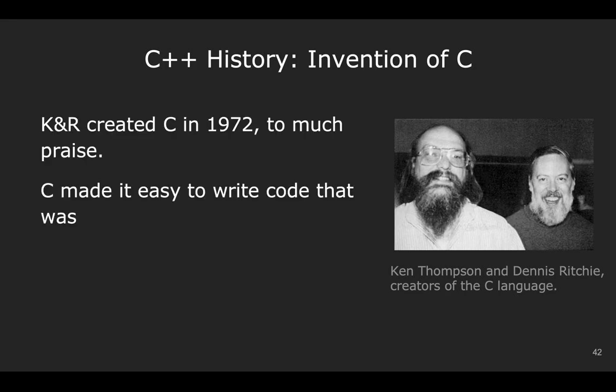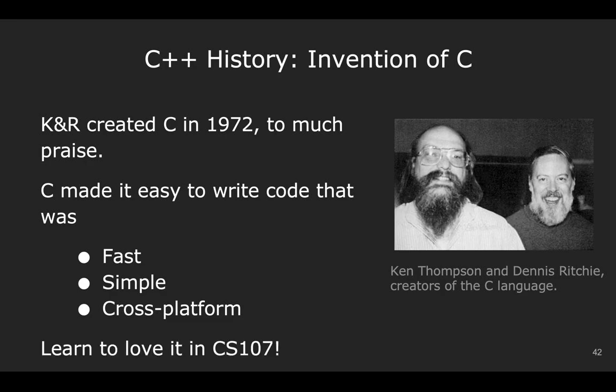C was invented, and this is all just for historical knowledge, so you can drop it at your next party as a fact, by Ken Thompson and Dennis Ritchie, created in 1972. And one more time, the benefits of C were that it made it easy to write code that was fast, still simple, but this time cross-platform and human readable. In fact, if you continue on with CS, the next class you'll be taking after this one is CS 107, and that's where you'll become very familiar with C.